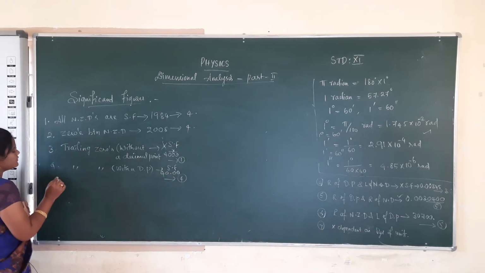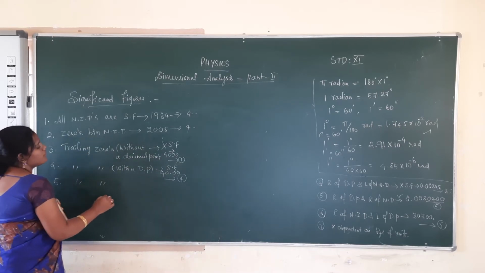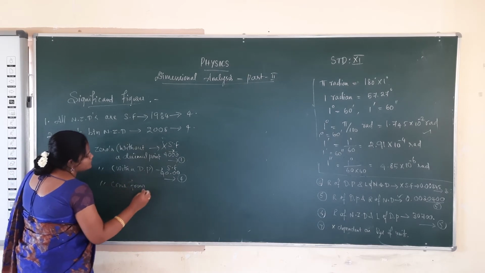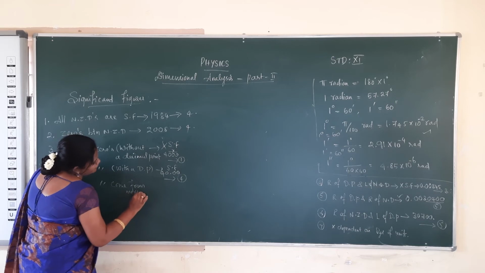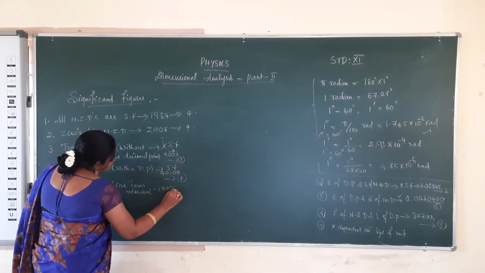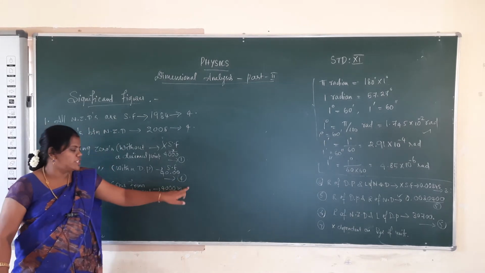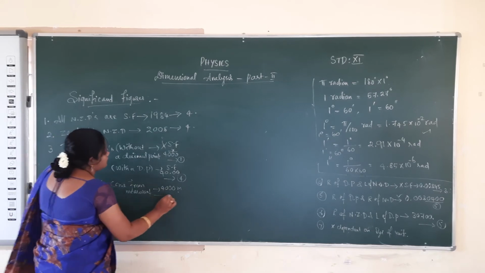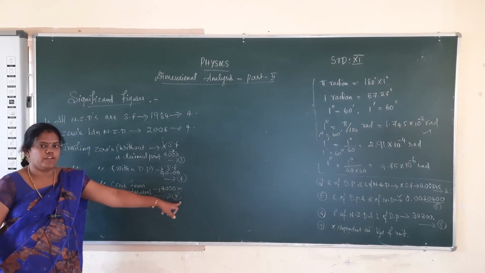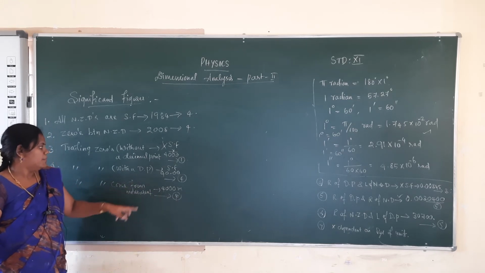Then 5, trailing zeros that come from measurement. What is the meaning of coming from measurement? For example, 40,000 meter. If trailing zeros are mentioned with the unit, they are considered significant figures. So 40,000 meter has 5 significant figures. So trailing zeros come from measurement.